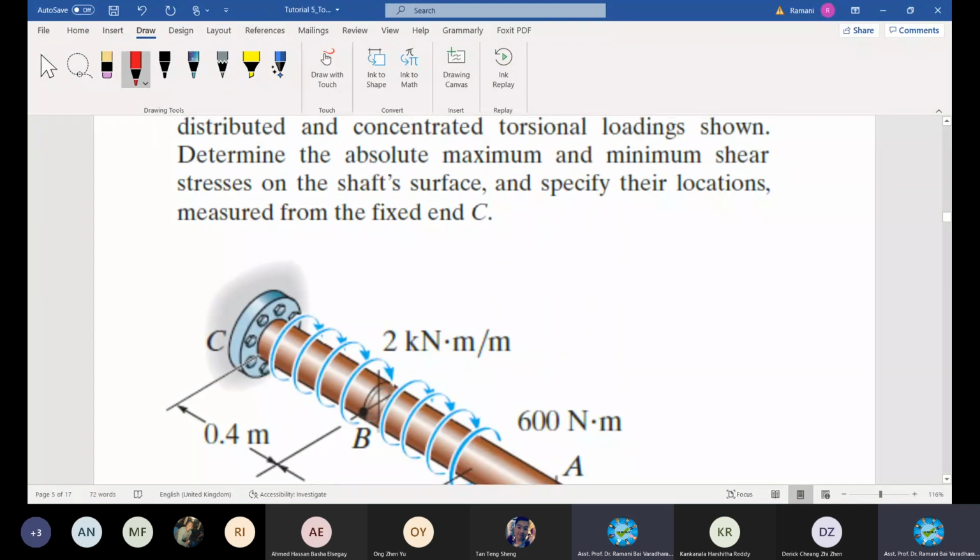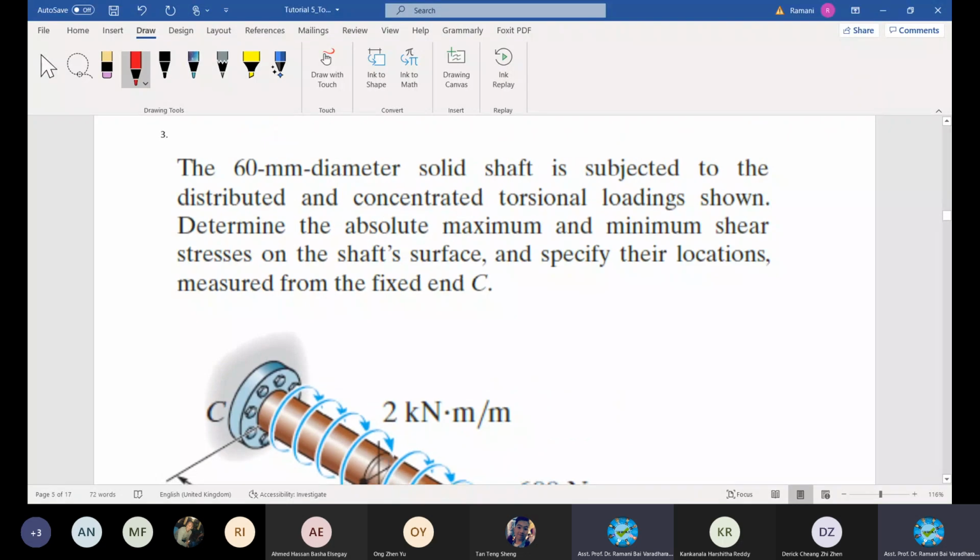Let's do this one. It's another type, another simple one. A 60 mm diameter solid shaft is subjected to a distributed load, I mean point load, and then again a point moment, but you are finding for the section which is again distributed. Now both moments are given to you.